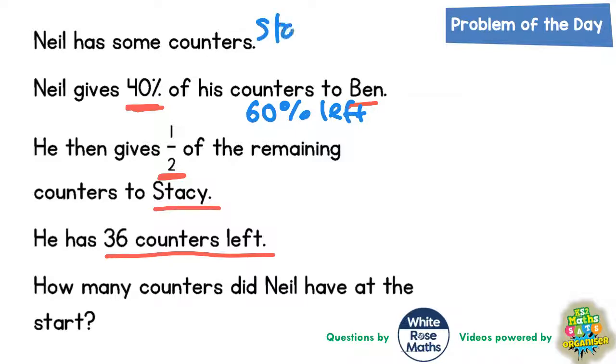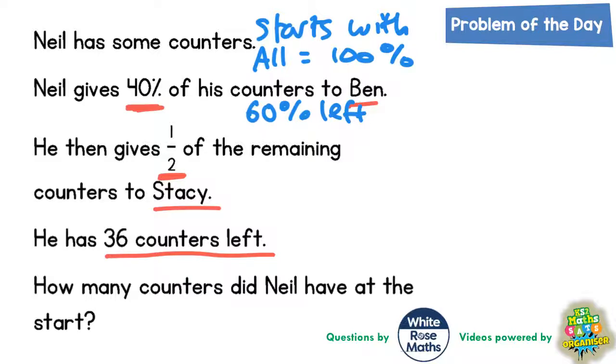So we need to remember he starts with 100%. It doesn't actually say that, but that's what it means. He's starting with all of his counters, and all of his counters is 100%. He gives 40% away, so you take the 40% off, and he's got 60% left.